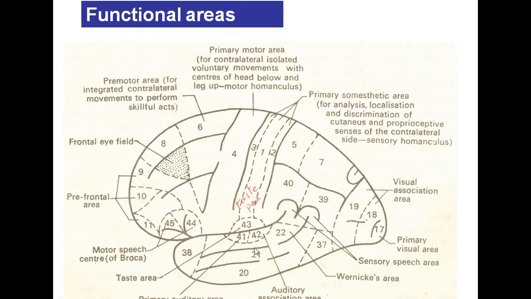Next we'll come to the temporal area. Auditory area or auditory association areas. Then you also have taste sensation, which is in area number 43. So these are the different things that you should know.